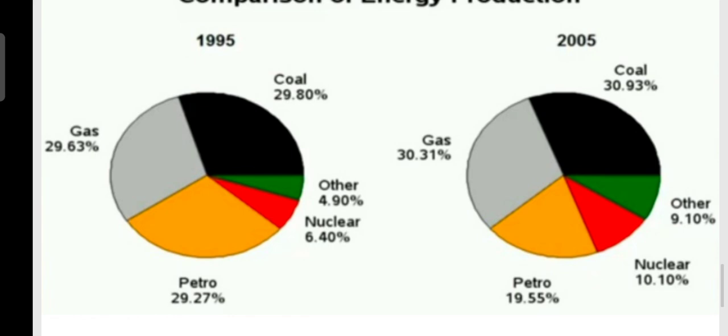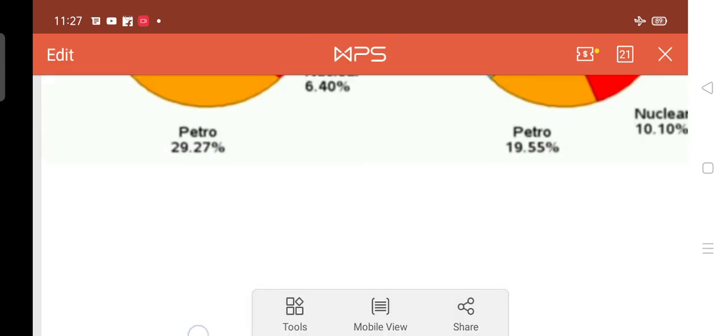Petrol was 29, now it is just 19%. Nuclear was 6.40, now it is 10.10. And others were just 4.9, and now it is 9.10%. Coal is 30 now, and in the past it was 29.80, so it is almost the same. So this is the way you have to explain these two paragraphs.